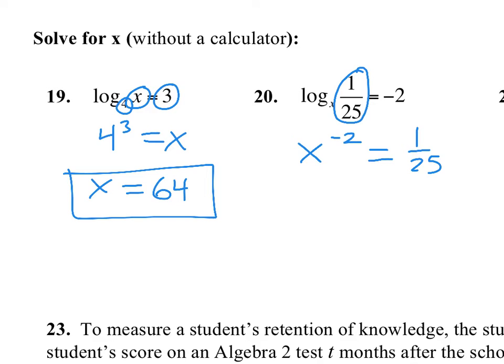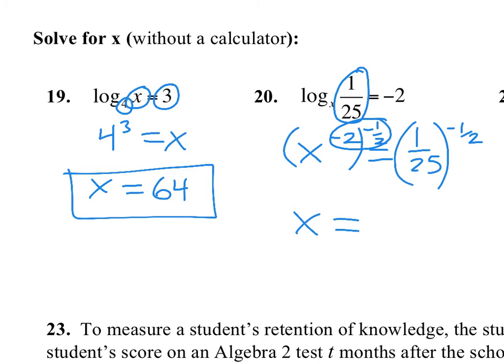Alright, so the way I solve that, if I want to get rid of a negative 2, I put the reciprocal in the exponent. So these would cancel out and it would just become x to the first. And now I have to figure out what is 1 over 25 to the negative 1/2 power. So I can apply the negative 1/2 to the numerator and to the denominator.